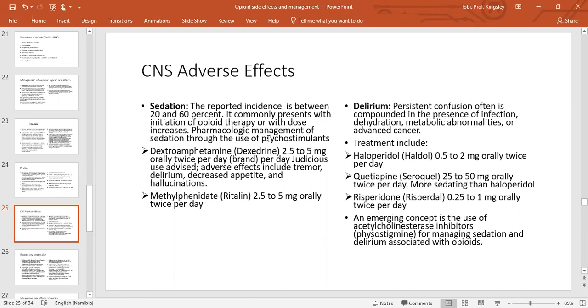The brother or the sister of sedation, delirium, all right, a lot of times persistent confusion often follows opioid use, and this is made worse by increased age, infection, patients not properly hydrated, and patients with metabolic abnormalities, all right. Now, this delirium occurs, and it can be treated with antipsychotics like haloperidol and what have you. And one interesting thing is risperidone, which can be given at 0.25 to 1 milligram orally twice per day. Okay.